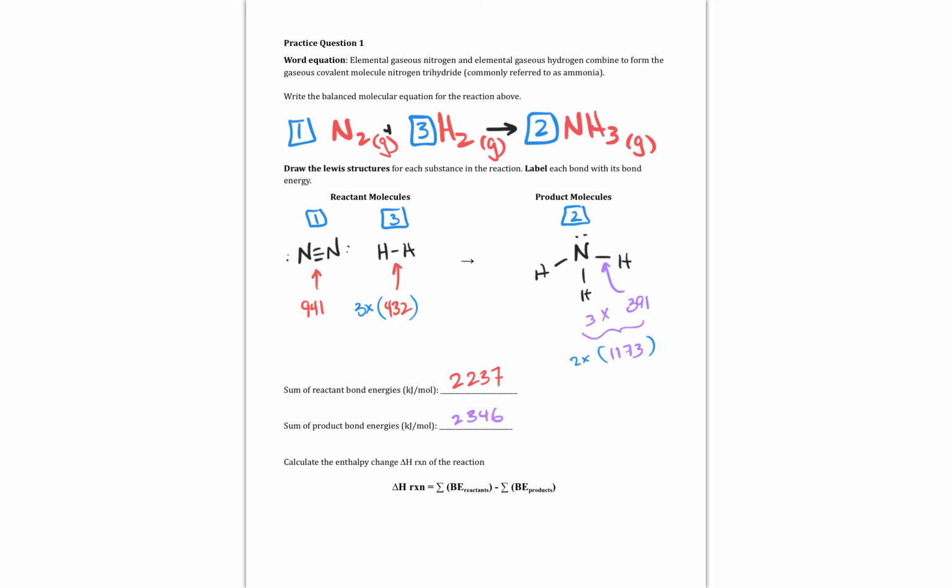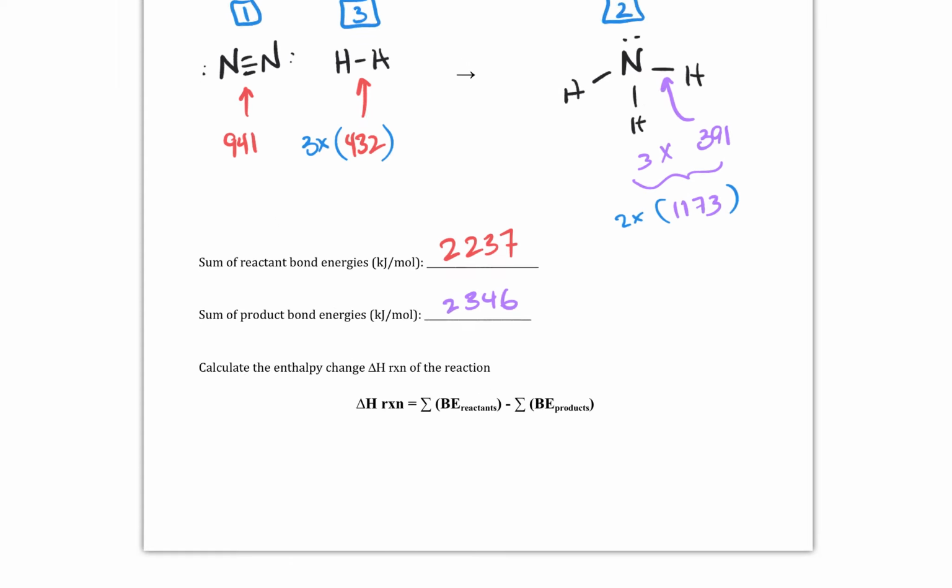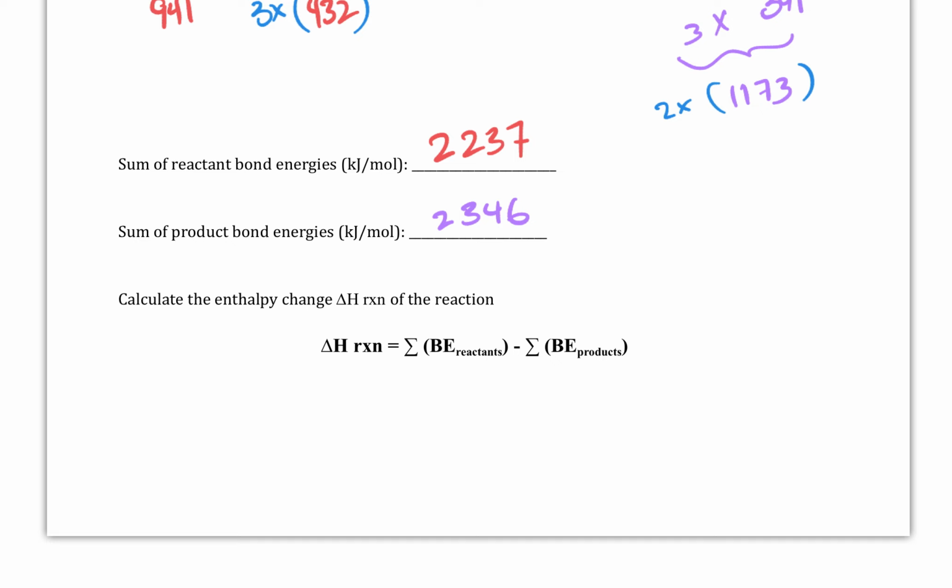Now if we look at our NH3 molecule, it has 3 nitrogen to hydrogen bonds. Each one is 391, but there's 3 per molecule. So that comes out to 1,173 kilojoules of energy needed to break up 1 molecule, but the reaction will produce 2 molecules per reaction. So that means that the sum of all the bond energies of the products will be 2,346 kilojoules per mole.